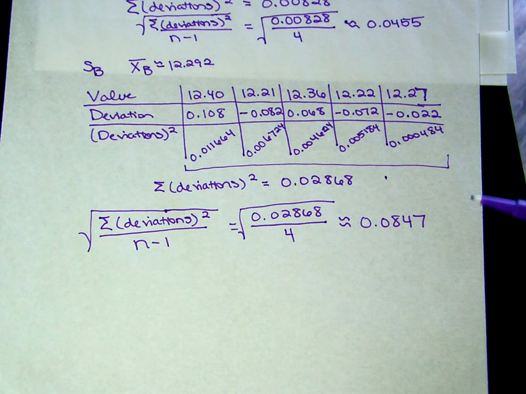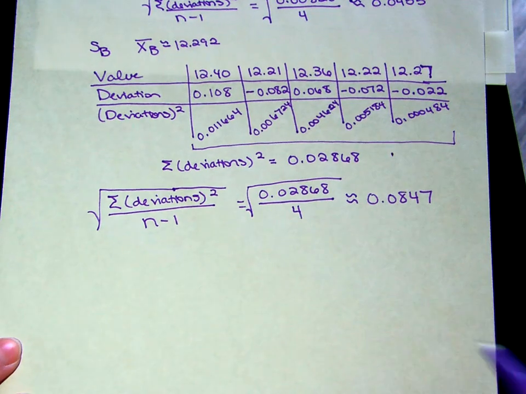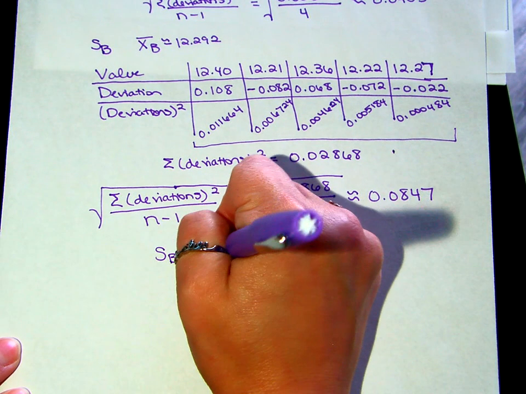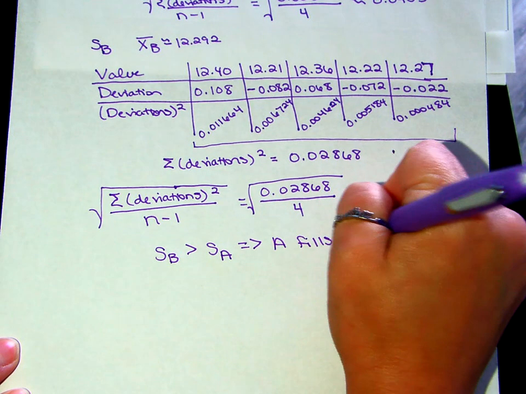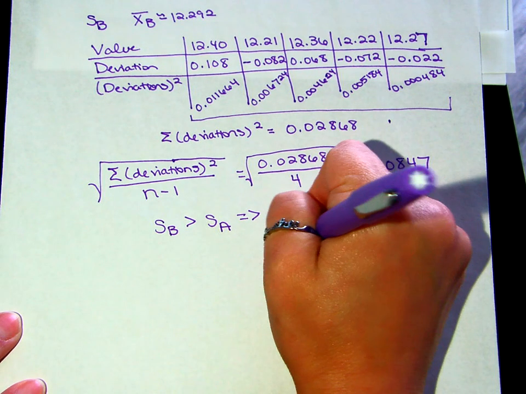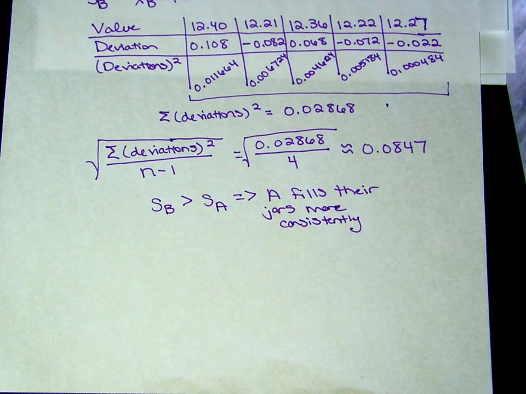A is more consistent. They're much closer to what they need to be. Since our standard deviation for B was greater than our standard deviation for A, we can say that A fills their jars more consistently. As a consumer, you probably want to buy coffee B because coffee B is giving you a little extra for your money. All of their jars that were randomly sampled had more than the 12 ounces of coffee.